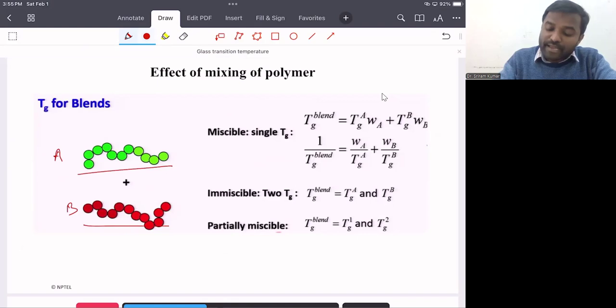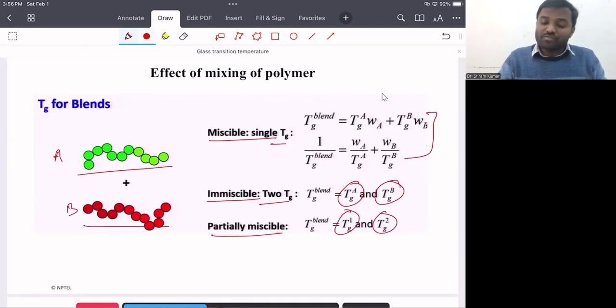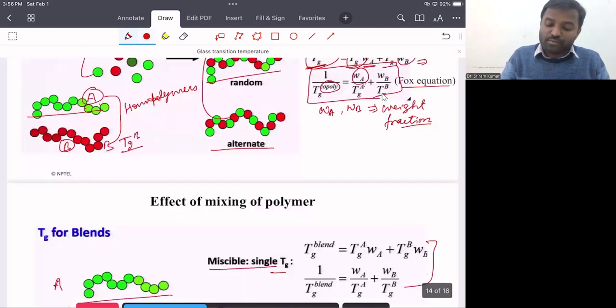For example, if the polymers are miscible, in that case we have a single glass transition temperature, so we can use either of the equations. And if the composition is immiscible, then we'll have two glass transition temperatures, and we get TGA and TGB separately. And if we have partial miscibility, in this case we again have a different temperature. So this is about the blending of polymers and the copolymerization of polymers.